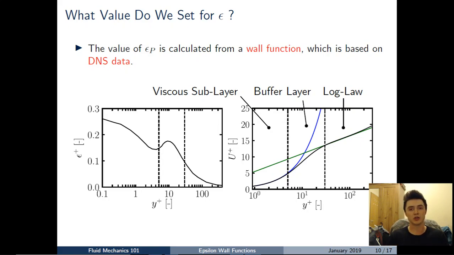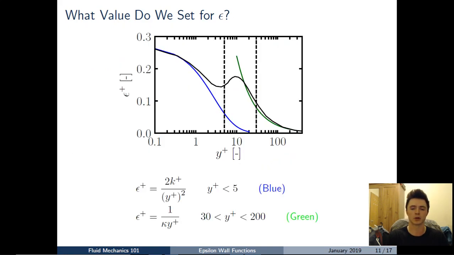and we're going to fit some functions to that, and then we can use those functions to specify the value of epsilon at our cell centroid in our CFD solution. So depending on how far away the boundary cell centroid is from the wall, we can work out what value of epsilon we should apply there using the DNS data. So what functions are we going to fit to epsilon?